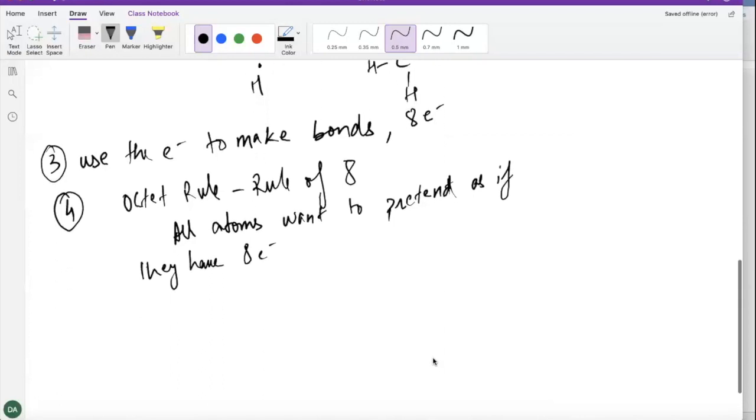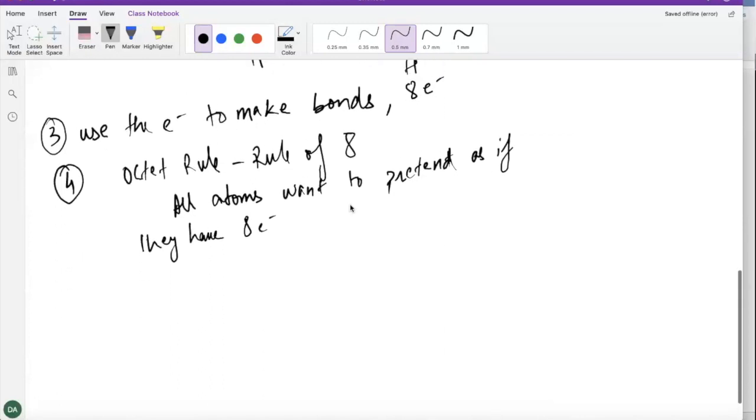All right, guys, so what we want is all the atoms want to feel as if they have 8 electrons, which they don't. What we just did earlier, guys, we made this, right? This is what we made. Can you count how many shared electrons carbon has right now?